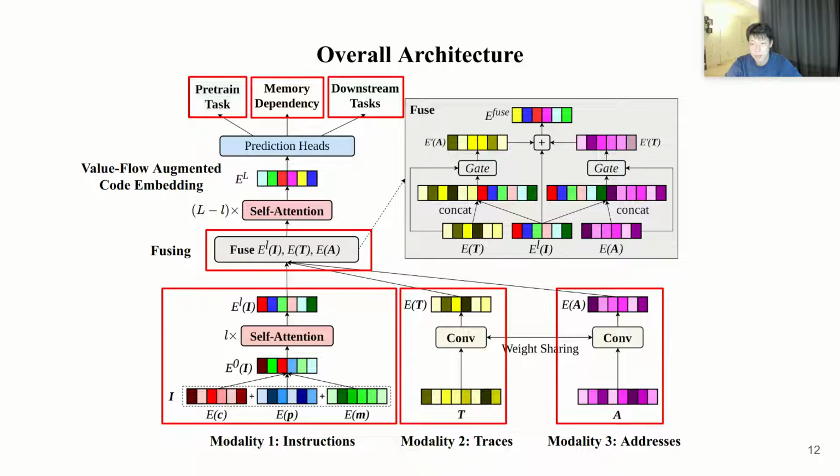We make the fusing process also learnable by a gated network shown on the right. Finally, we let the fused code representation go through an additional number of self-attention layers to learn cross-instruction value flows and obtain value flow augmented code embeddings. Such embeddings will be used to pre-train, fine-tune, and further tune for various tasks.